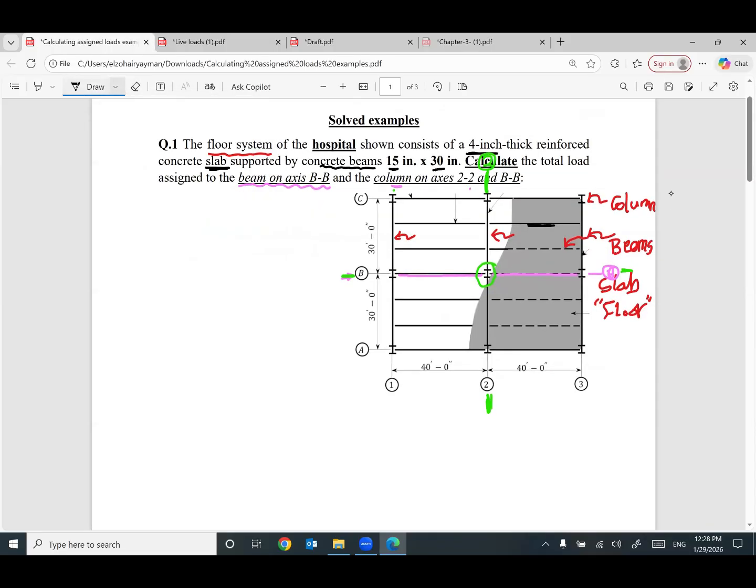Let's start. What is the sequence? What are the steps to solve this kind of problems? Because we should have one like this in your exam. I will start first to figure out how much dead load is on this floor system. How much dead load for the slab? How much dead load for the beam?